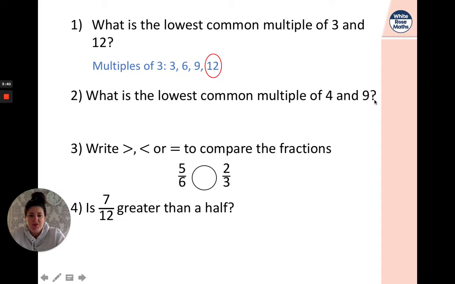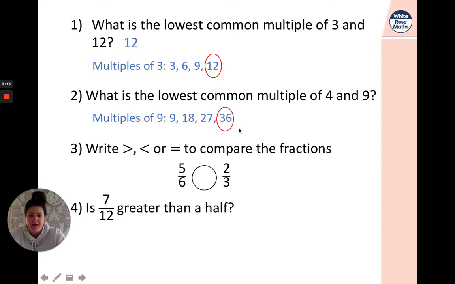Number 2, what's the lowest common multiple of 4 and 9? So I'm going to count in 9s first. 9, 18, 27, 36, and if we count in 4s, 36 is also a multiple of 4, so it's the smallest. It's quite a big one, we've got a long way to go to get to it, but it's the smallest common multiple of 4 and 9.